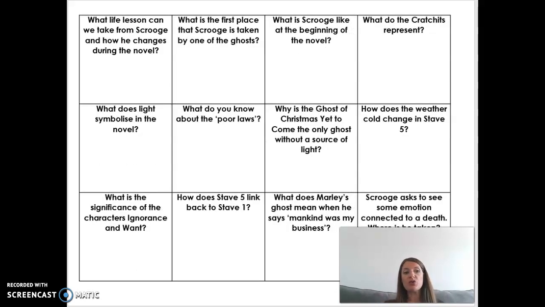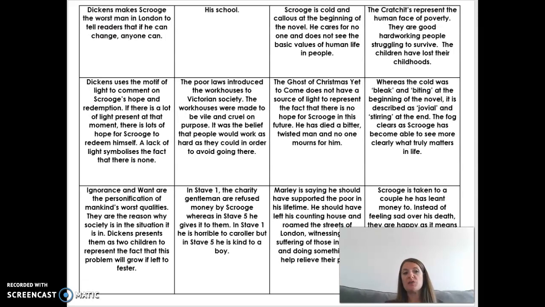Okay, question 2 then was a more straightforward plot retrieval question. What's the first place the ghost takes Scrooge to? He goes to his school, doesn't he?